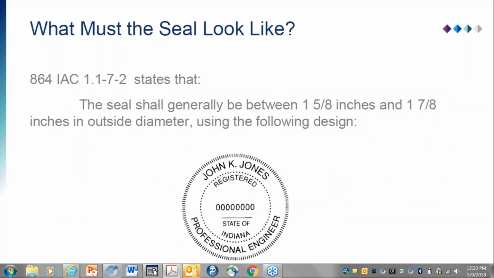The statute also provides, or the administrative regulations also provide you with instructions on how your seal is to look and how big it is supposed to be.